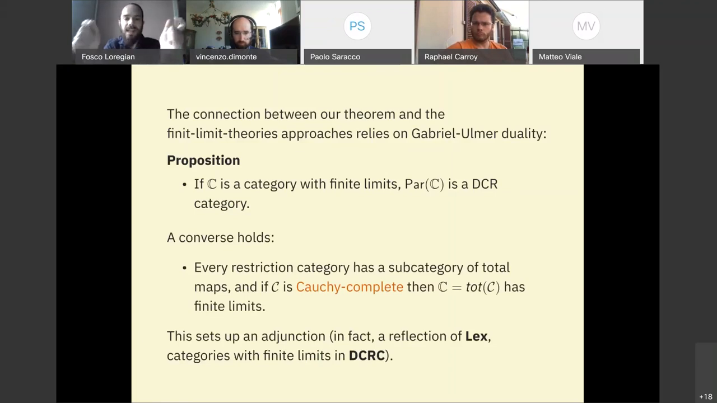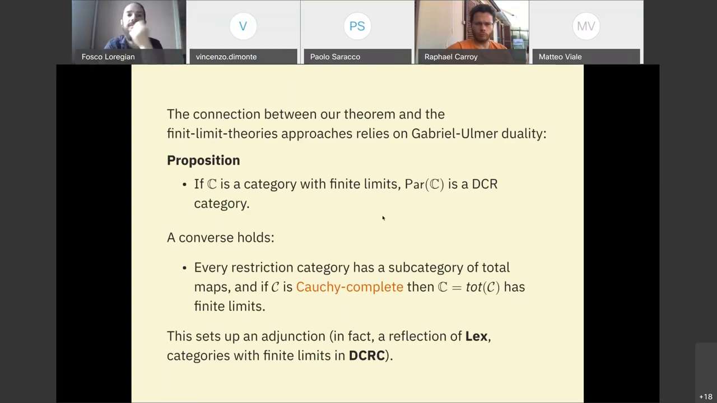And conversely, every restriction category possesses a subcategory of total maps. In the case of Par C, when the monomorphic leg is also an isomorphism, then that map is total. So if you extract the subcategory of total maps from a restriction category, then if the category is Cauchy complete, this dot C will have finite limits. It turns out that this sets up an adjunction, and in fact a reflection, between the category of DCRCs, discrete Cartesian restriction categories, and the category of categories with finite limits.